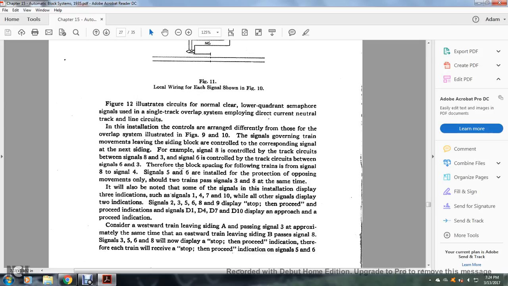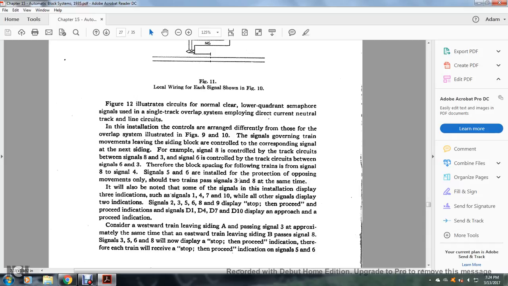The installation is arranged with control directly from the use of those overlapping systems illustrated in Figures 9 and 10. The signals governing the train movement leaving the siding block the control with the corresponding signal to the next siding. For example, signal 8 is controlled with the track circuit between signals 8 and 3. Signal 6 is controlled with the track circuits between 6 and 3. Therefore, the blocking space for the following train is from signal 8 to 4 and signal 5 to 6, installed with protection for opposing movement only, should the two trains be passing 3 and 8 at the same time.